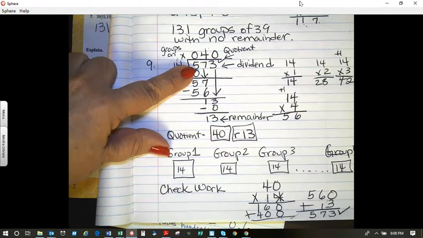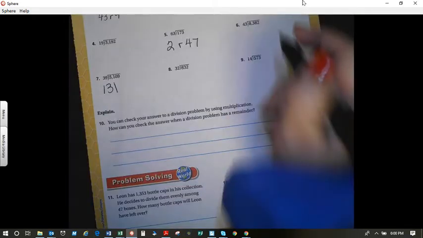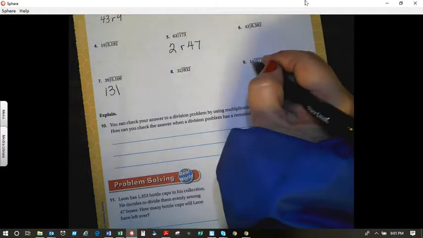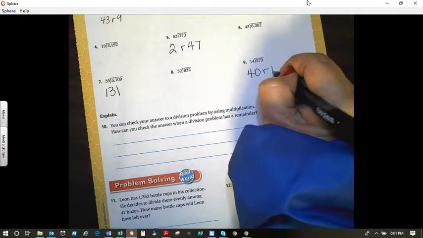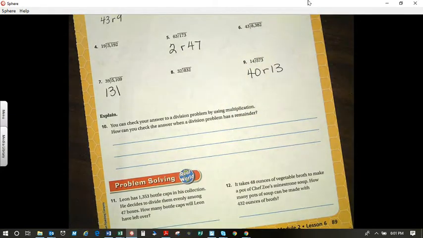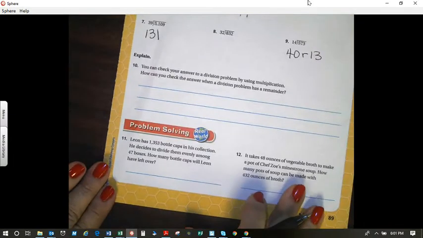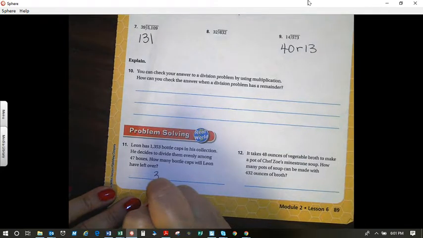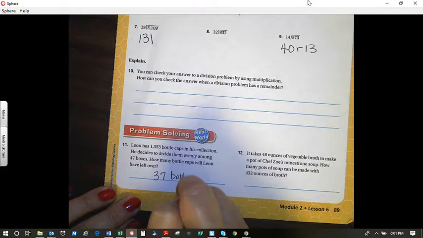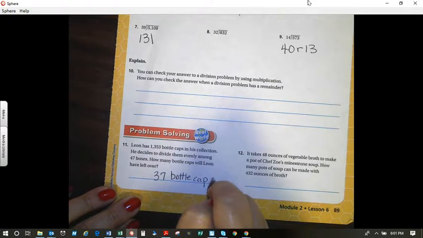All right. And that's what we were doing here through 1 through 9. So the answer is 40 with a remainder of 13. And that's my quotient. Let's look at number 11, and I have given you the answer, and the answer to that one was 37 bottle caps. And how did we get 37 bottle caps?